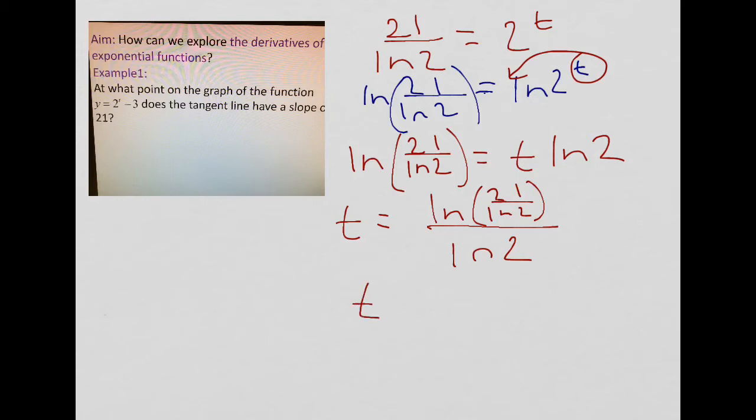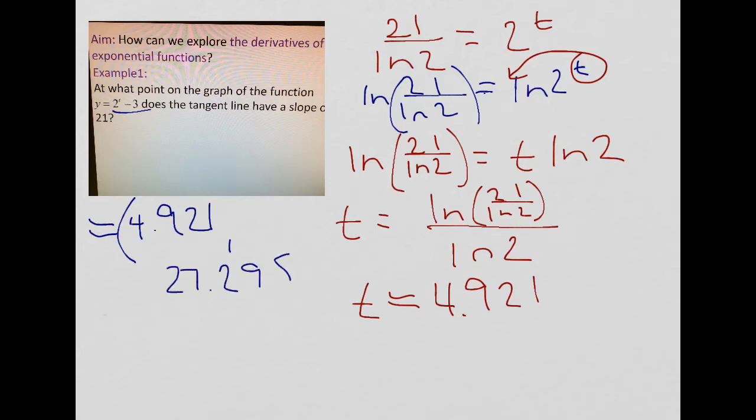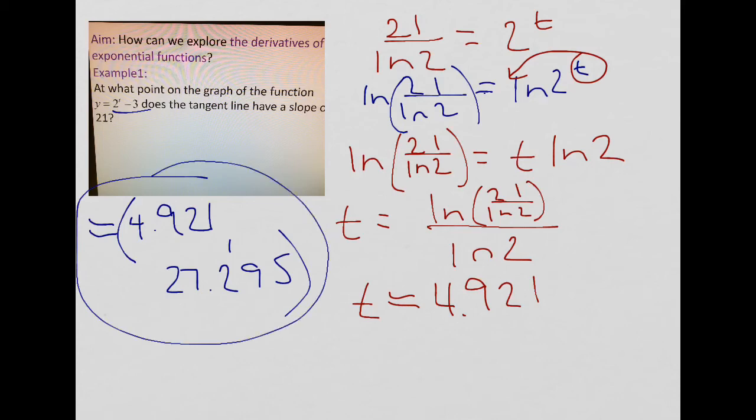But if we need a more approximate value, this is easier to work with. t is approximately 4.927. Okay, so that is the point that we have for t, right? And if we needed the y value, let me rewrite this point. We'd plug it back into our original function, and we end up getting 27.295. Always give our answers to 3 decimal places.